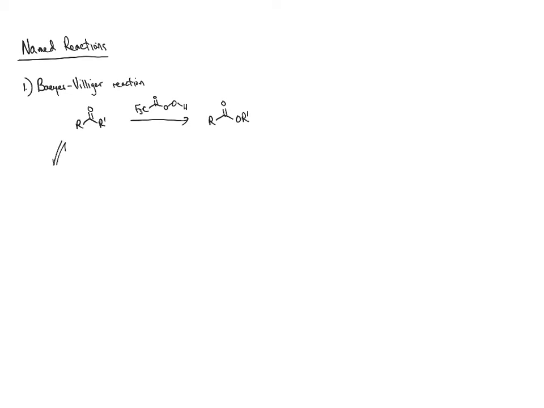Well, the first thing that happens is that the lone pairs on the oxygen of the per acid are going to attack the carbonyl carbon. And so when that happens, you're going to get a tetrahedral intermediate. Okay? And so we get this tetrahedral intermediate here, which has positive and negative charge separated. And then, of course, we can get a proton transfer event happening to give us a neutral species.